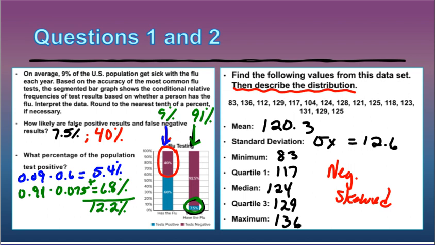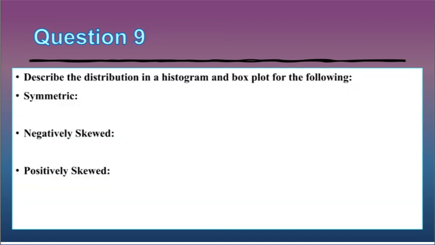Now going back to our last one. Describe the distribution in a histogram and box and whisker plot for the following. So for this one, I'm just going to draw a basic histogram and explain a little bit what's happening here. So symmetric means my tallest bar is in the middle, and then I have other bars on each side. They're about the same height.